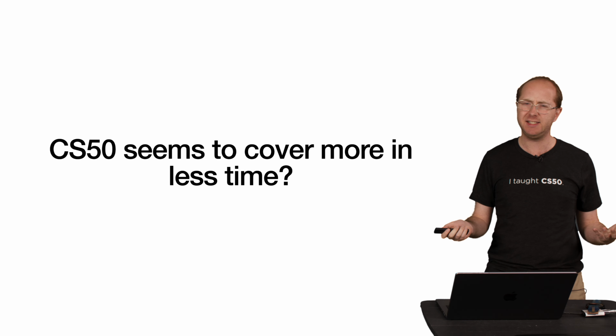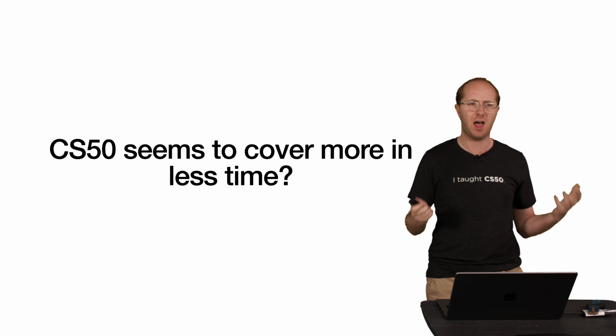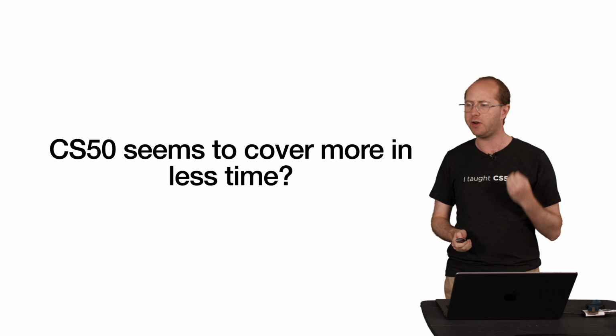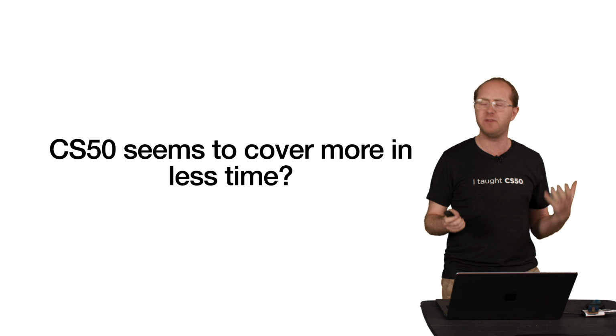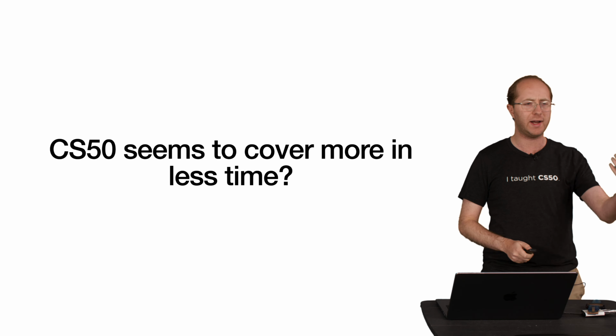But CS50 seems to cover more in less time during the semester than we were covering in a full 12 weeks. So in just 10 weeks, CS50 is cramming in a lot of content. It covers a lot of the algorithms content that we did, perhaps not quite as far, but then it also managed to get all the way through teaching Python, substantial amounts of web development, and all that in really just 10 weeks of lectures. So how is that done?